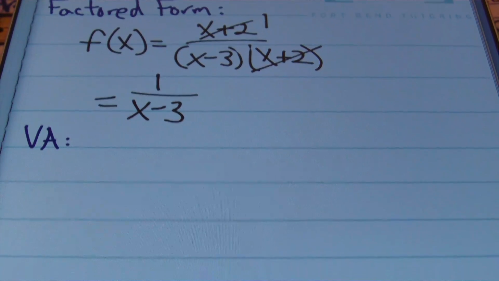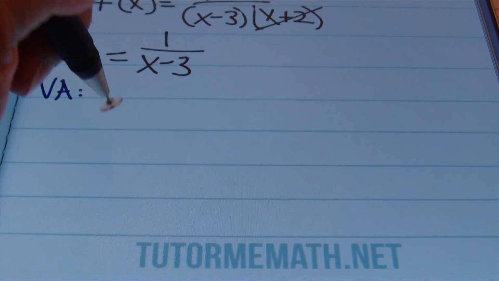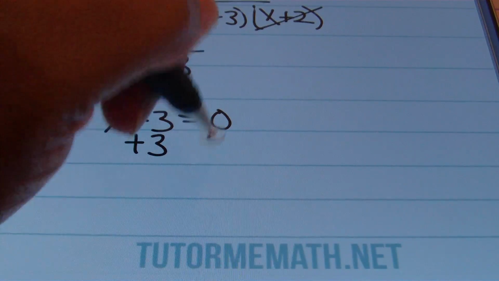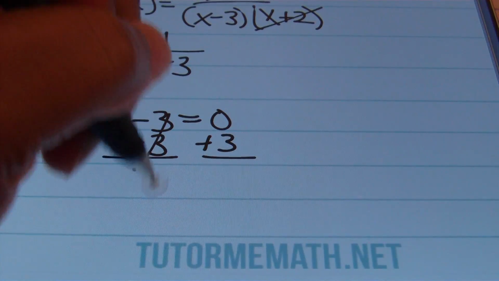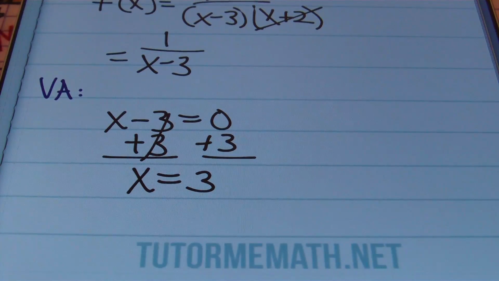So this factor, that's what we'll be setting equal to 0. So go ahead and get to it. We'll have x minus 3 equal to 0, and then solving for this, we end up with a vertical asymptote that is x equals 3.